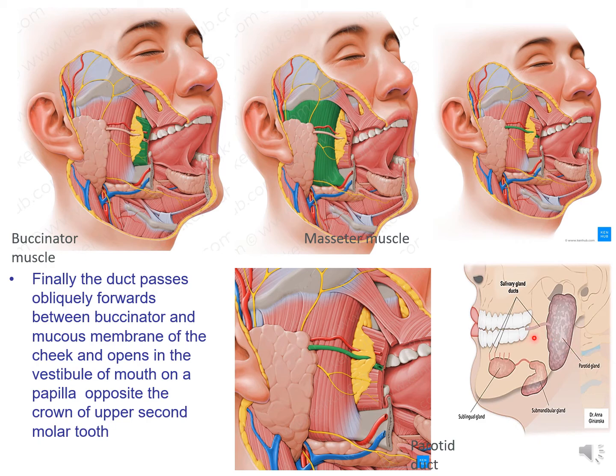This oblique course of the submucosal part of the Stenson's duct or the parotid duct acts as a valve and thereby prevents inflation of duct during violent blowing. But this oblique course is also prone for stone formation.